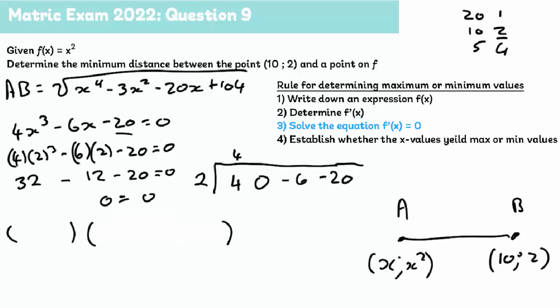So you take the 4 to the top. 4 times 2 is 8. 8 minus 0 is 8. 8 times 2 is 16. 16 minus 6 is 10. 10 times 2 is 20. That is then 0. So let's have a look at this side first.